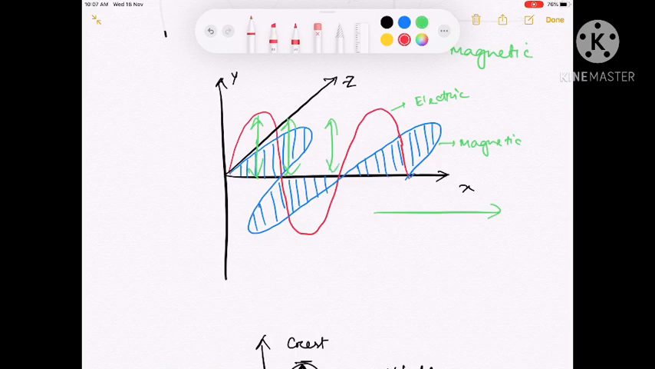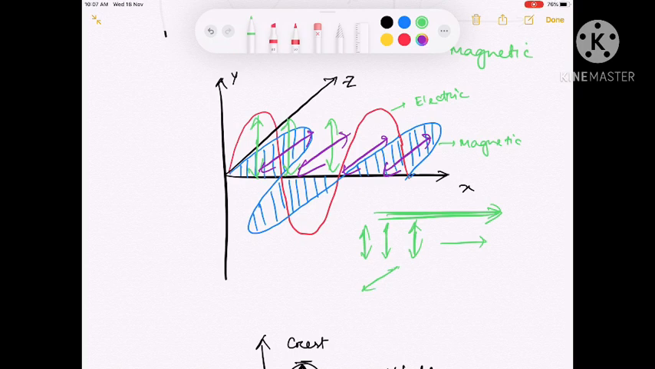Whereas this one, the blue one, the magnetic field, is vibrating in this direction, in the horizontal plane. So both are vibrating in perpendicular planes, but they are propagating in the same direction. One is vibrating in this way and going in this direction, another is vibrating horizontally but going in the same direction.